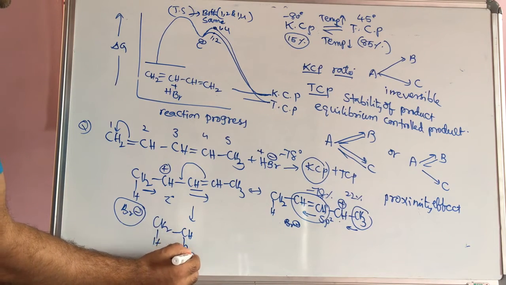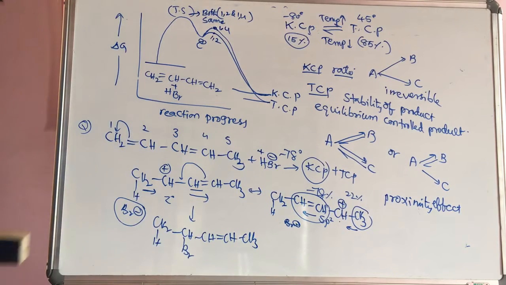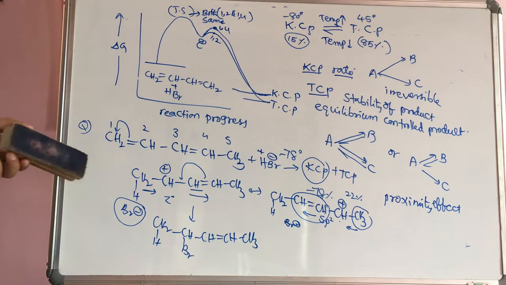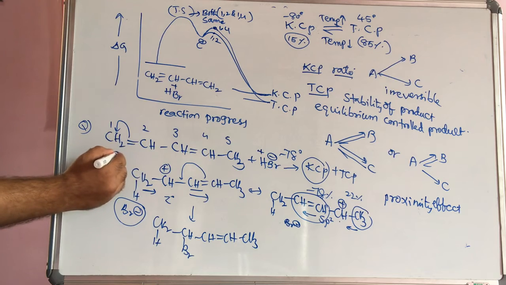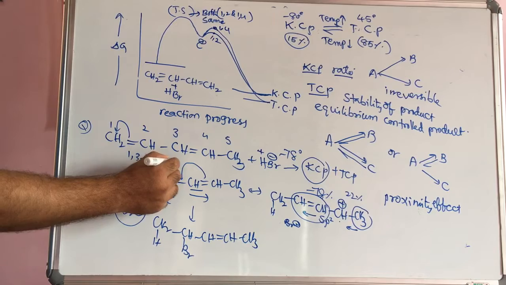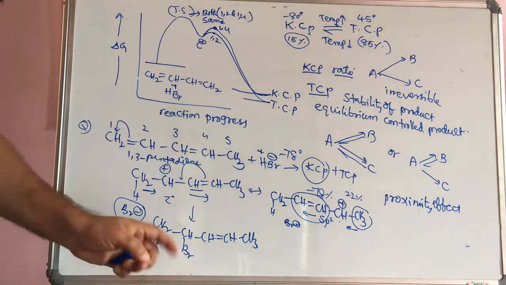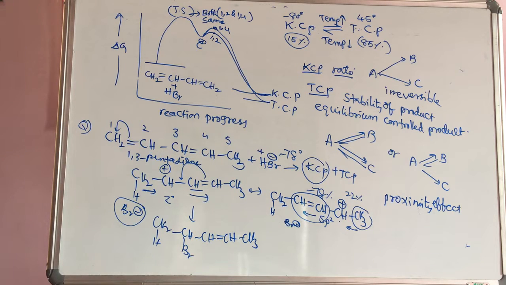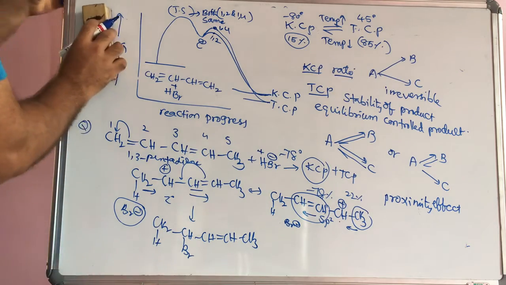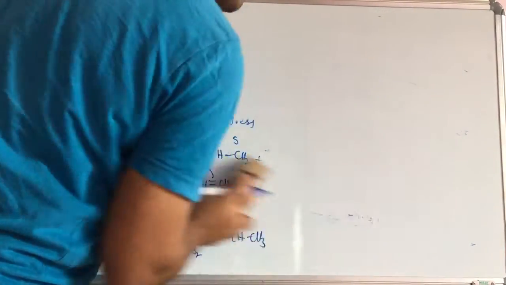Then here Br is added, and here CH=CH-CH3 at lower temperature. If you take this same one, what is the reactant name here? 1,3-pentadiene. In 1,3-pentadiene at lower temperature, the 1,2 product is the major product. Okay, so if you take one more example, what will be the major product?